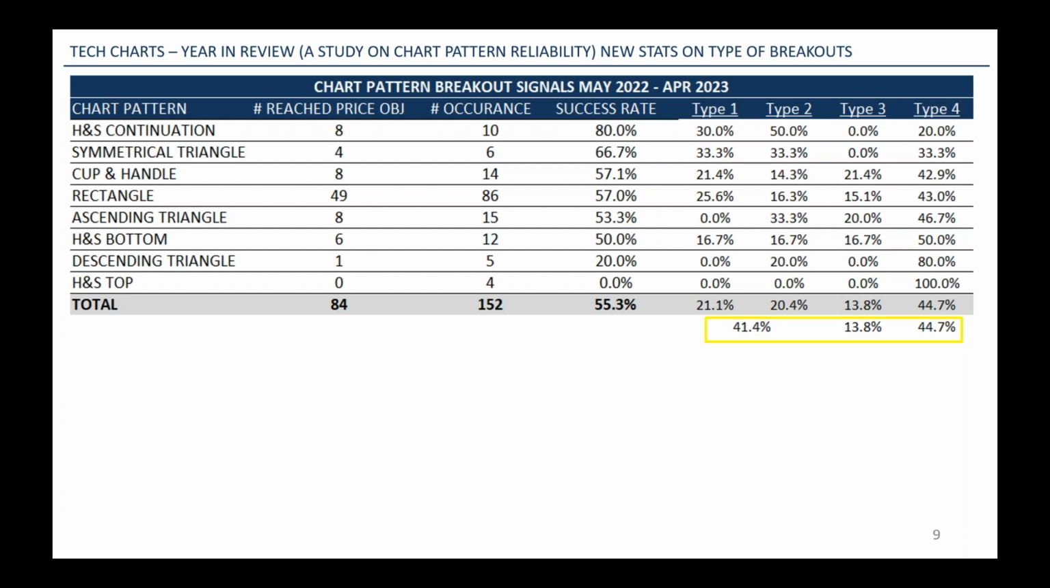Head and shoulder continuation being the top, rectangle with 57%, and you can see rectangles also success rate with type 1 and type 2. It is above the average of 41.4%. So if you take only rectangles, you're even dealing with a better type 1, type 2 percentages combined together.